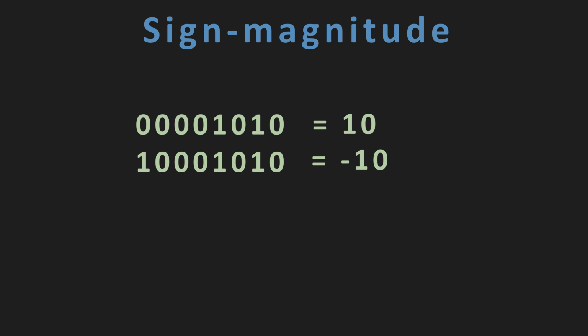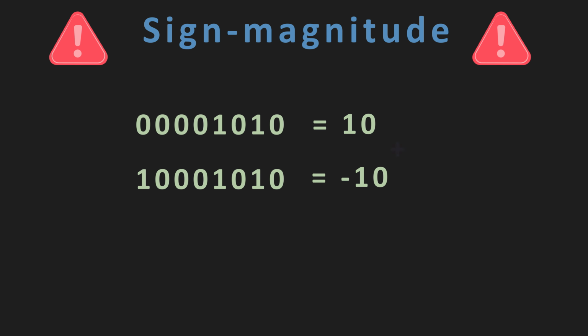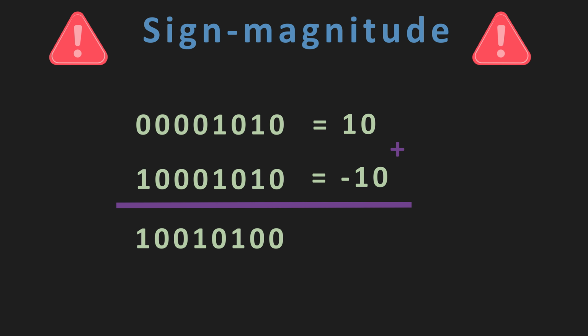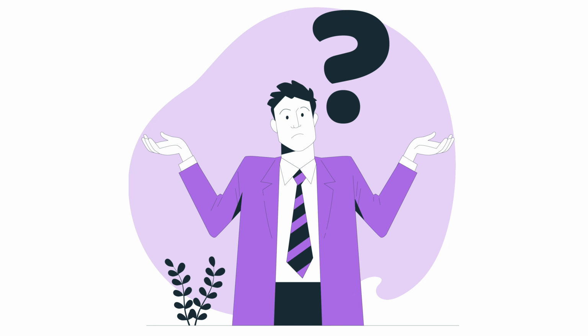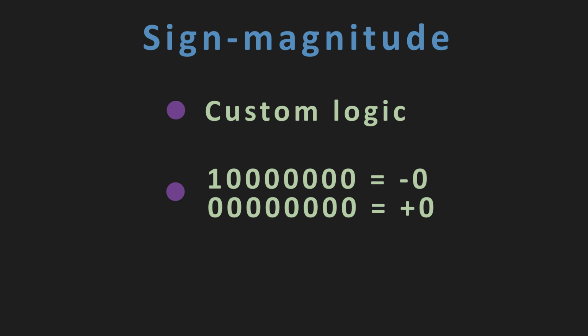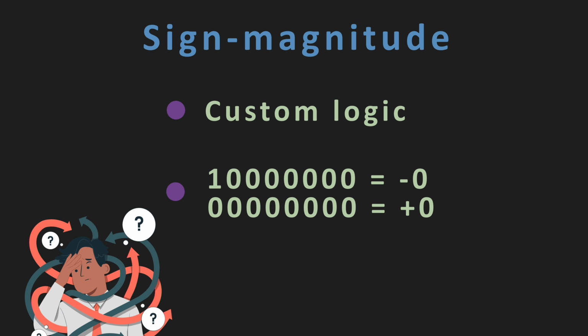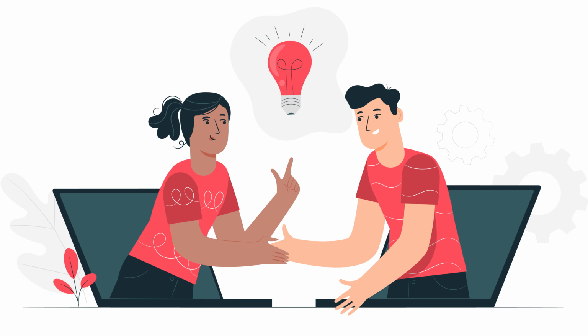Seems reasonable, but there is a catch. Let's try adding 10 and -10 in binary. That's the same as adding two values and moving the sign, so we ended up with -20. Not what we expected. The hardware doesn't magically know that the first bit is special. It just adds binary digits. This means sign magnitude requires custom logic for every operation: addition, subtraction, and comparison. It gets worse. We end up with two ways to represent 0. It's wasteful and confusing.